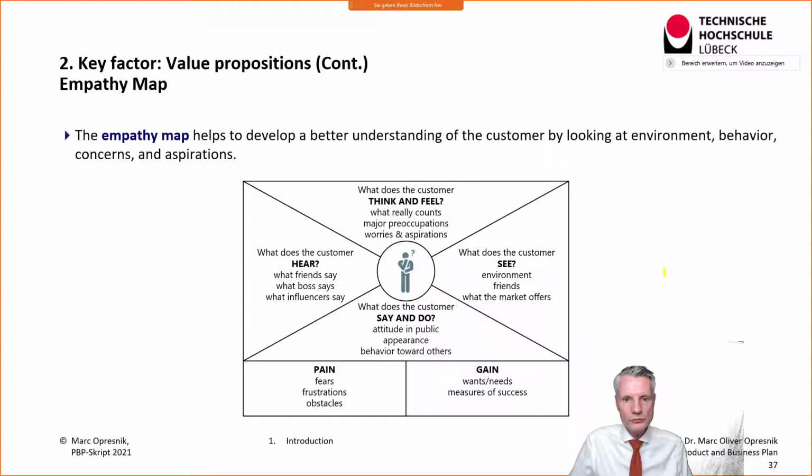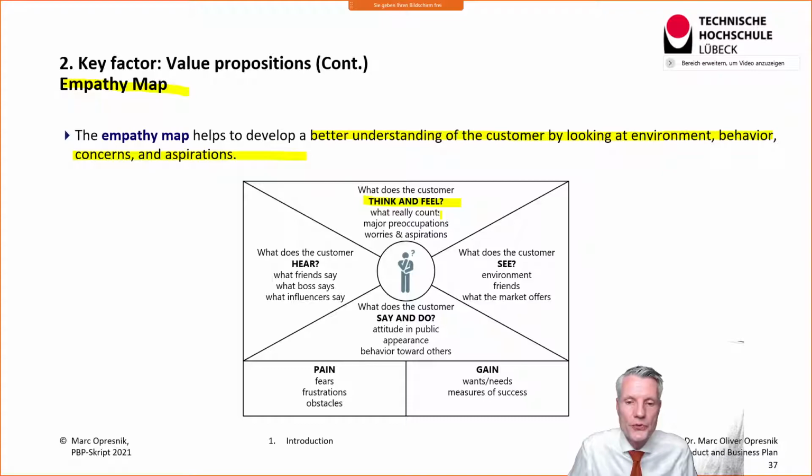Now, there is a sub-map, a sub-canvas, and we call that the empathy map. The empathy map. You all know what empathy is. And the empathy map here helps to develop a better understanding of the customer by looking at the environment, behavior, concerns and aspirations. You can see here, that is the customer. And we can look at each of the segments here. What does the customer think and feel? What really counts? What are the major preoccupations, worries, aspirations? So what are they trying to do?